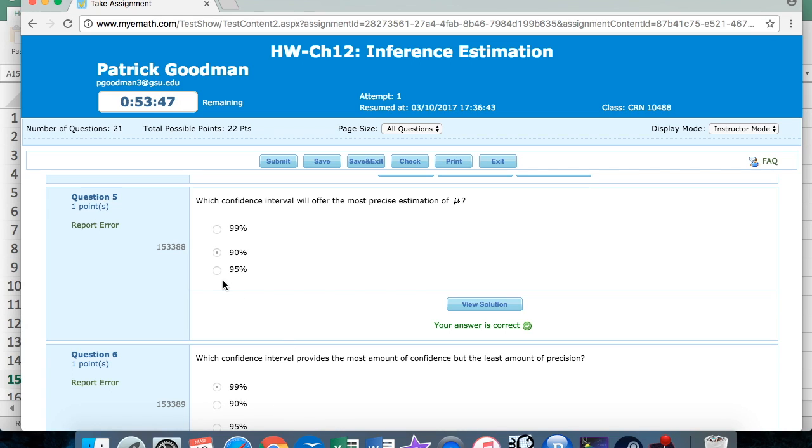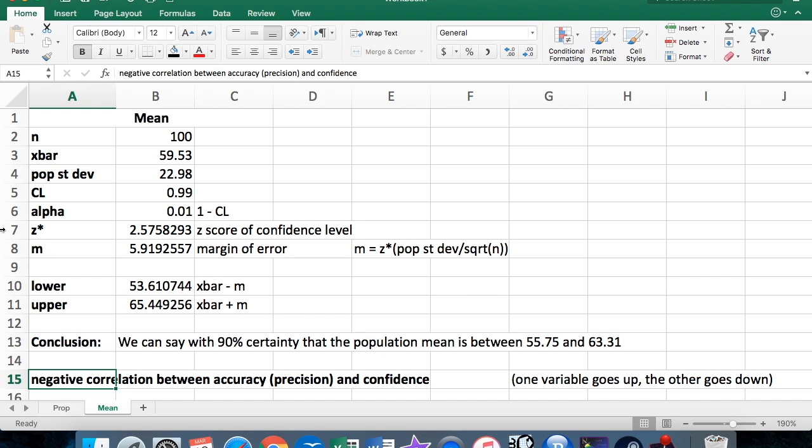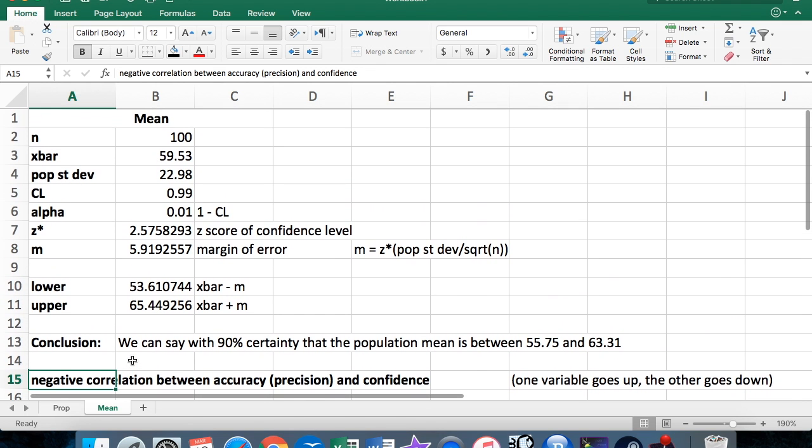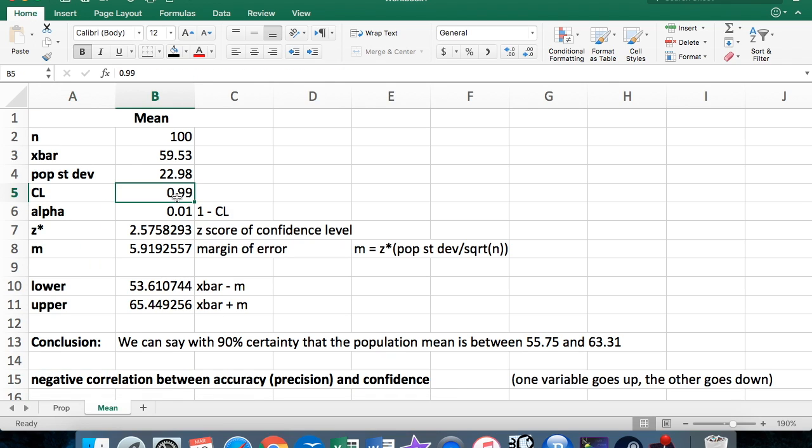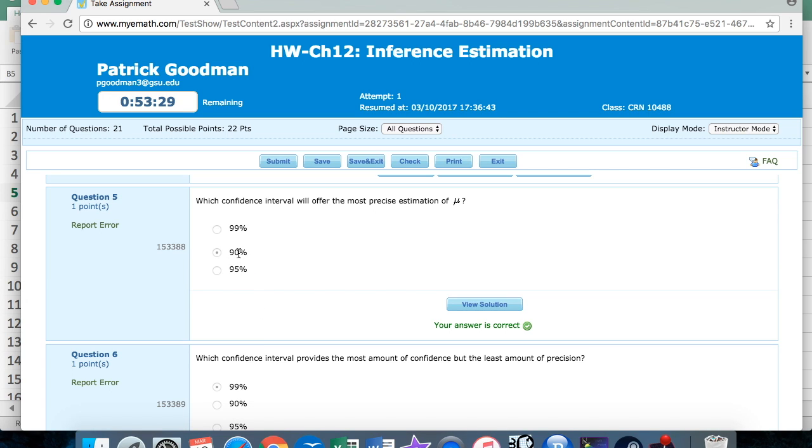So here it says, which confidence interval will offer the most precise estimation of mu? So remember, it's precise. We're looking at precision here, not confidence. So the most precise estimation of mu would be the one that has the smallest distance, right? So in other words, it's going to be the one that has the smallest confidence level. So that would be your 90%.